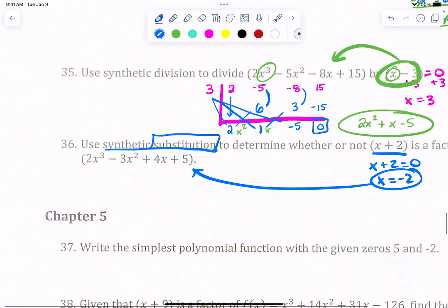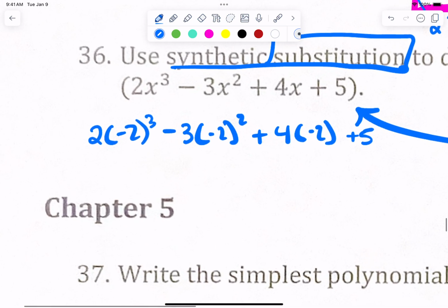All right, so I'm going to plug -2 in. What if I use my calculator? Can I write it out like that and prove that I did it that way? Yes, that's fine. And then you can plug it into your calculator if you want. Okay, I did it.